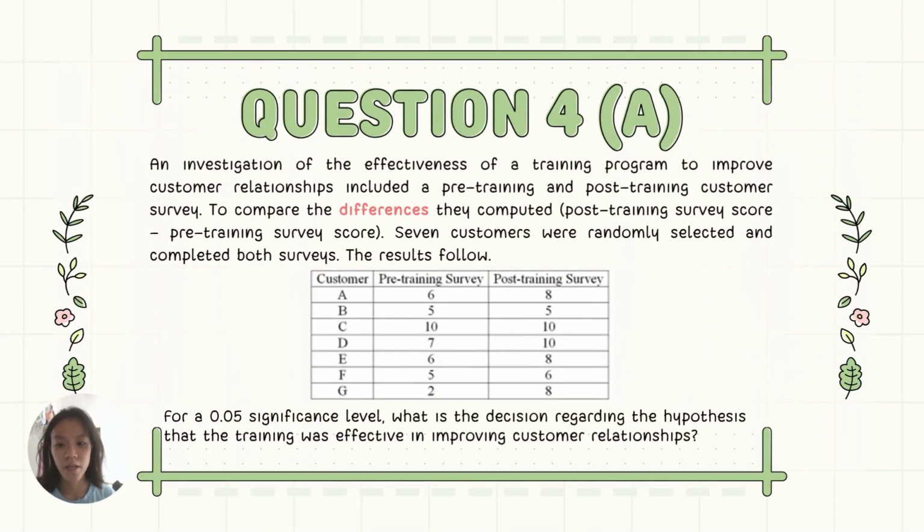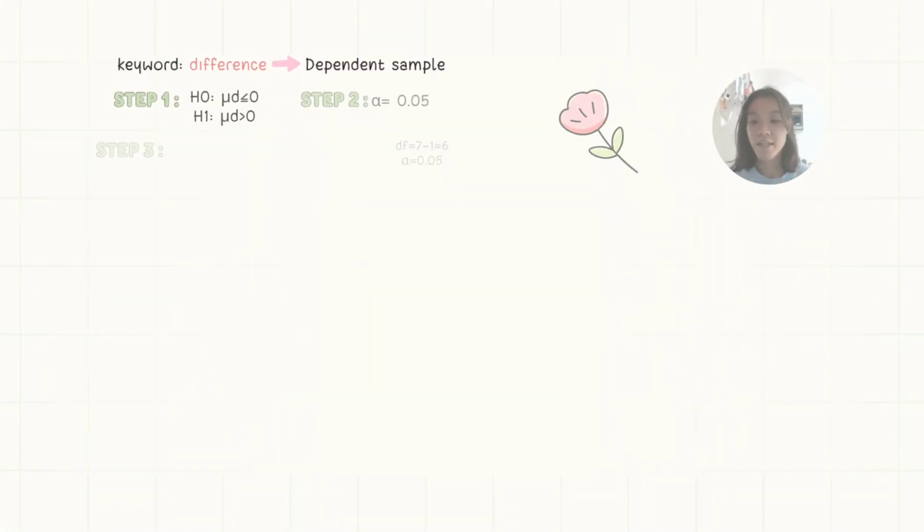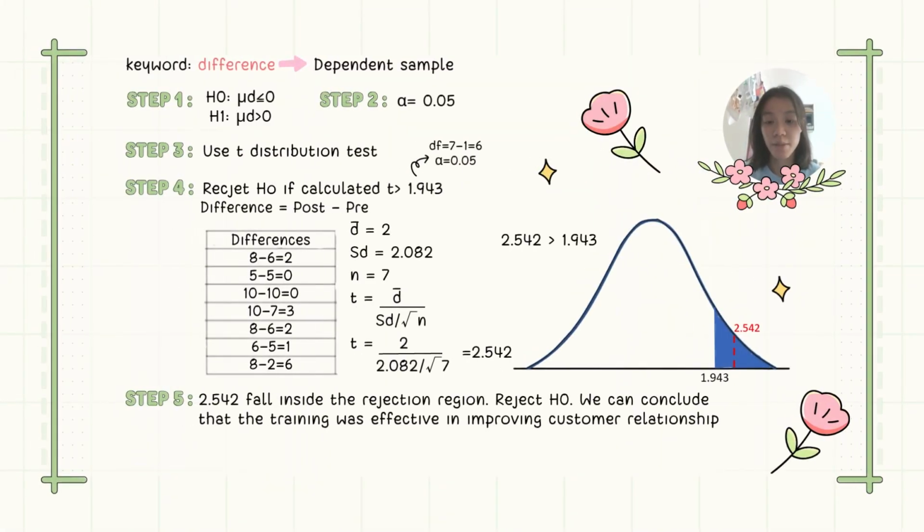For question 4A, we need to find the keywords of the question. Investigating the effectiveness of a training program to improve customer relations includes a pre-training and post-training customer survey. To compare, they compute the difference. The word difference is the keyword. We need to find the difference between the post-training and pre-training survey. The keyword difference means that this is a dependent sample.